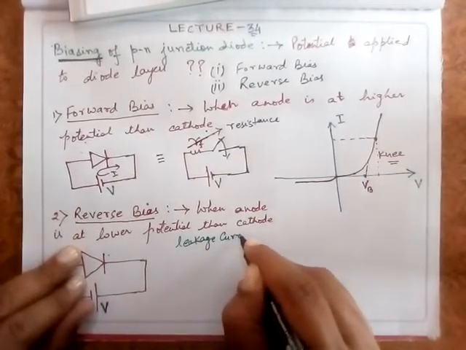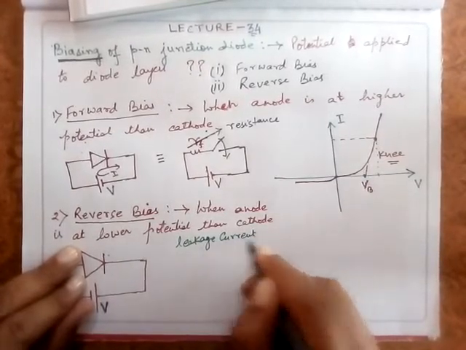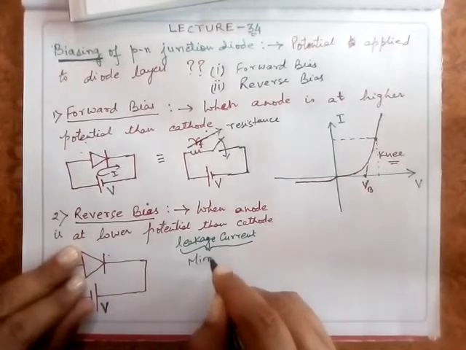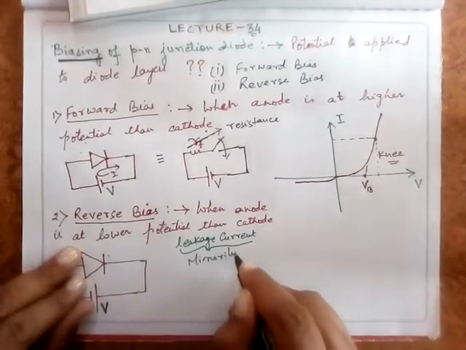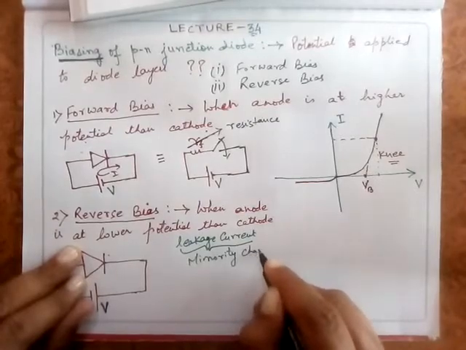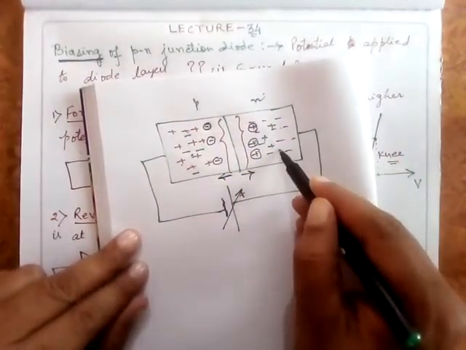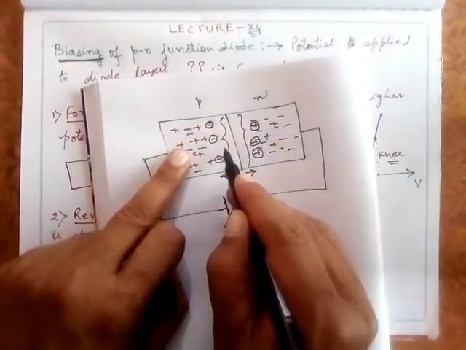We also call it reverse saturation current. This leakage current is due to what? It is due to the minority charges. This p layer will have electrons as a minority charge, and the n layer will have holes as a minority charge. Of course they will cross the junction.